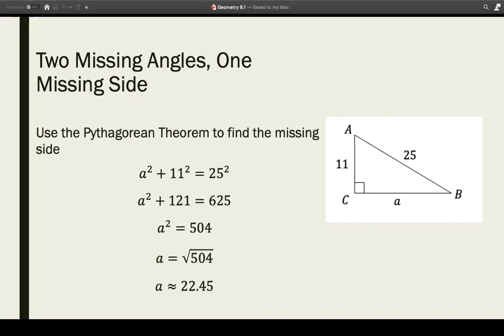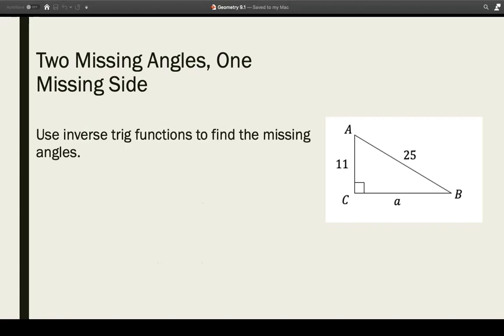We need to find the missing angles. For this, we're going to use trig functions. First off, we want to find angle A. In relation to angle A, we have 11, which is adjacent, and 25, which is the hypotenuse. That means we're going to do inverse cosine of 11 over 25. Put that in our calculator, you should get 63.90.